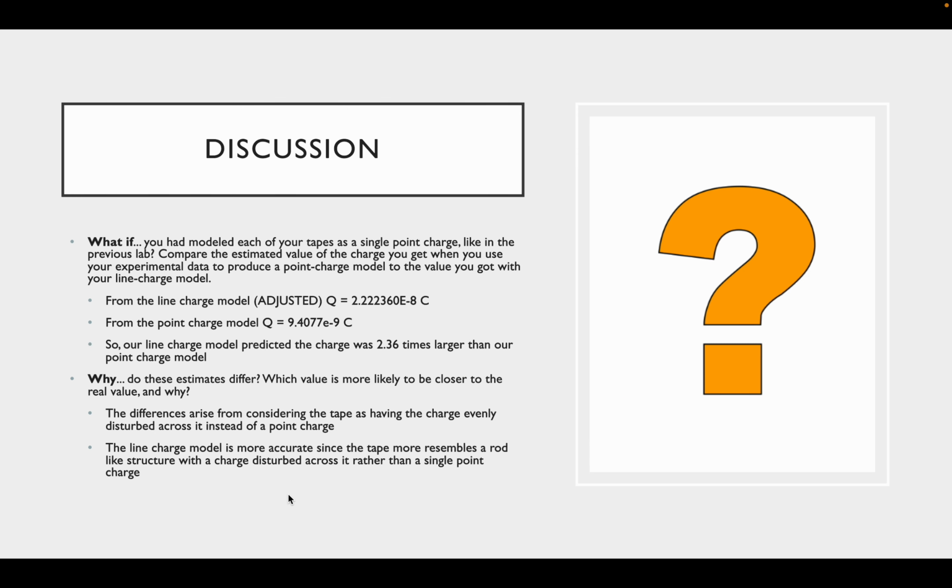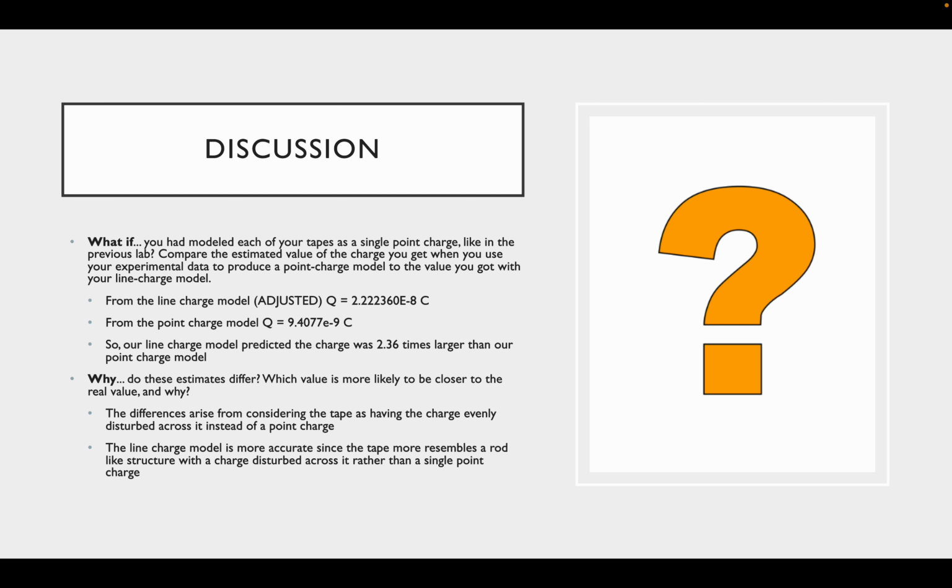So in terms of comparing the models, we can see that from our line charge model, the adjusted one, we get 2.22 times 10 to the negative eighth. And from our point charge model from last week, we got 9.4 times 10 to the negative ninth. So our line charge model predicted a charge 2.36 times larger than our point charge model. So there's obviously a discrepancy in the magnitude between them.